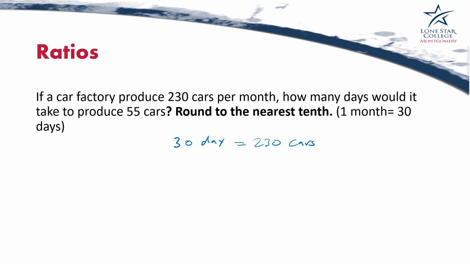Now, the question is how many days would it take to produce 55 cars? So the left side of our equal sign are the days and the right side are the cars. That means we would have to put 55 cars on the right side of our equal sign. The question is how many days, so an X amount of days. So to set up our ratio, we would have 30 over X equals 230 over 55.